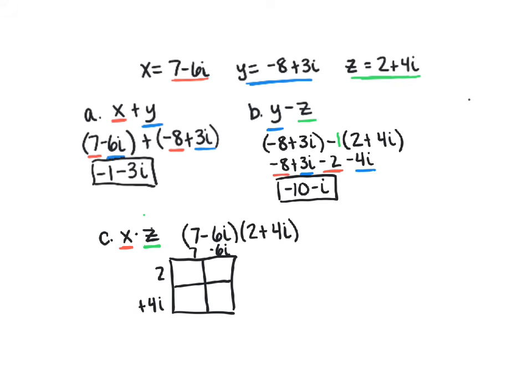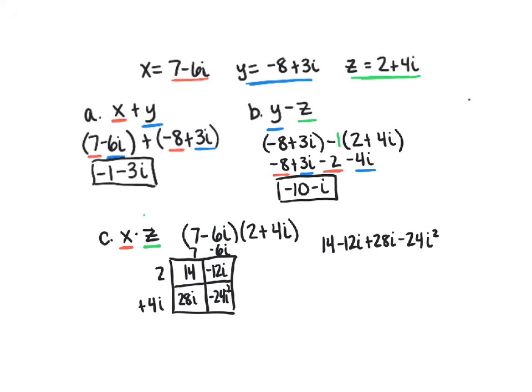So 7 times 2 is 14. Negative 6i times 2 is negative 12i. 7 times 4i gives me 28i. And negative 6i times 4i gives me negative 24i squared. I should have made that box a little bigger. But again, we're going to do 14 minus 12i plus 28i minus 24i squared.